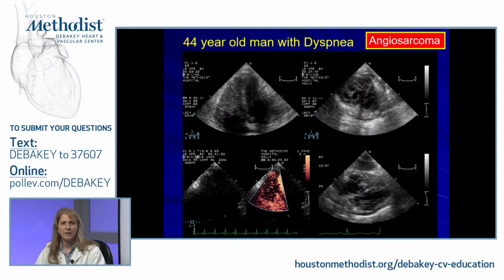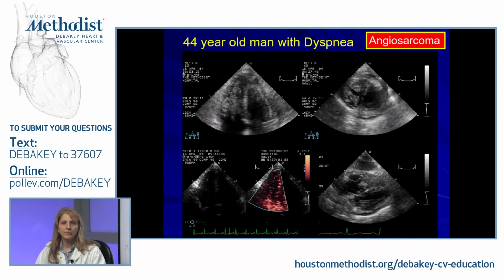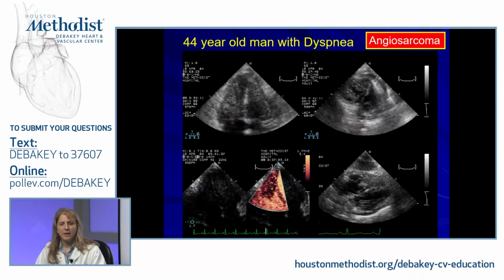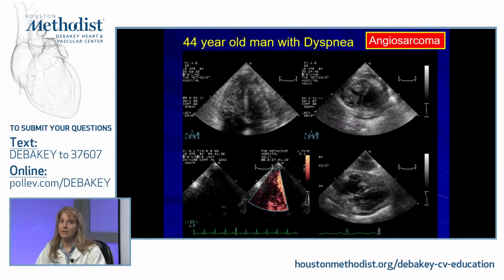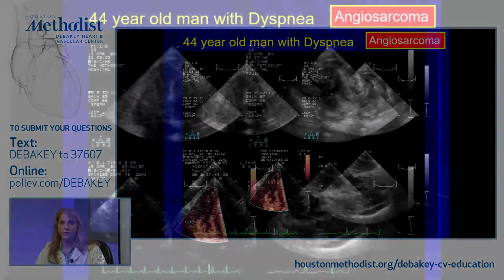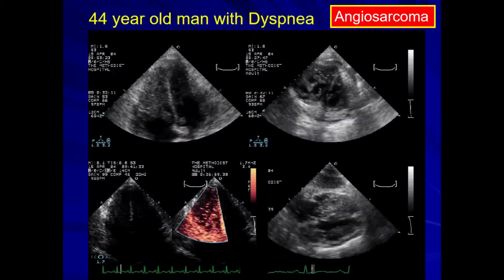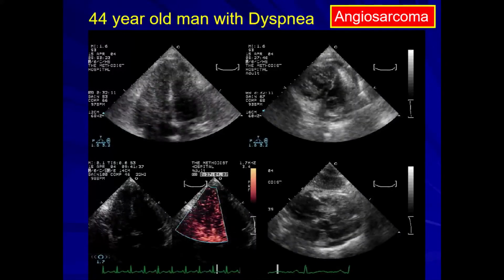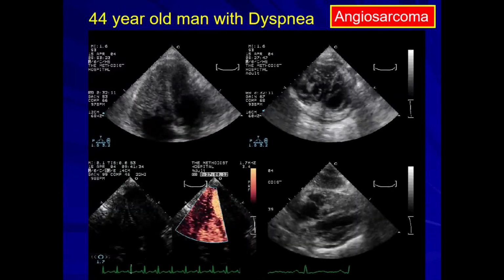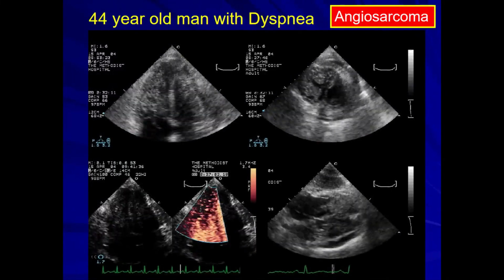So this is a 44-year-old man who presented with dyspnea. And on this transthoracic echo, you can see that the LV is fine. You can see the RV is enlarged, and you can see that the RV function is depressed, and you can see that there's a homogeneous mass located in the RV. On the short axis one in the upper right-hand corner, you can see that there's a small pericardial effusion all the way around the heart.